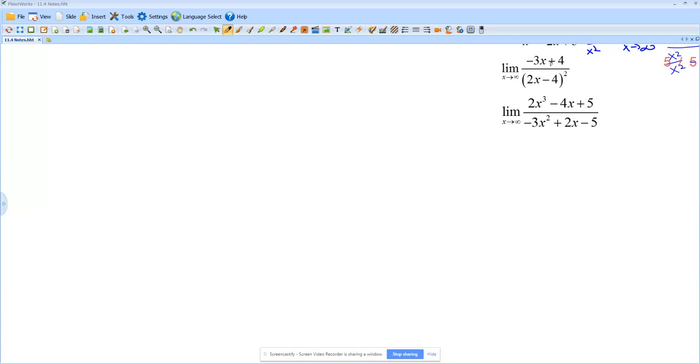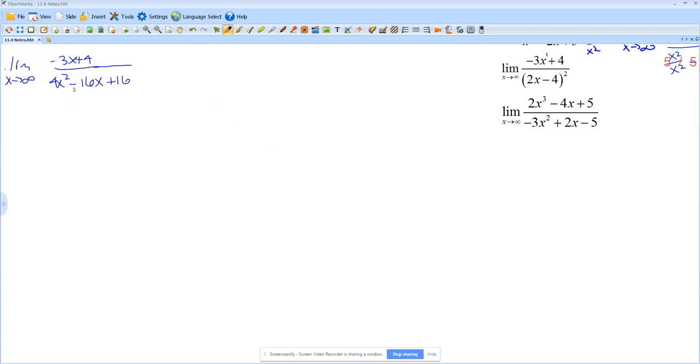Looking at this, the degree on the top is 1. The degree on the bottom, if I were to multiply this out, and I'm going to multiply this out, is 2. So anyways, this is the limit as x approaches infinity of negative 3x plus 4 over 4x squared minus 16x plus 16. And that's just multiplying this out.